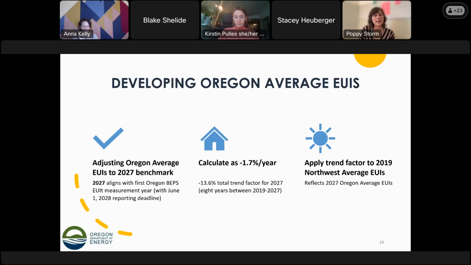And then we're calculating it as a 1.7% reduction per year. And that is calculated based on the 10% reduction that we saw in the national data set. And so there's 8 years between 2019 and 2027. And so we calculated a 13.6% total trend factor to establish the average EUIs for 2027. And then we applied that trend factor to the 2019 Northwest average EUIs with those adjustments for the specific building types. Next slide.